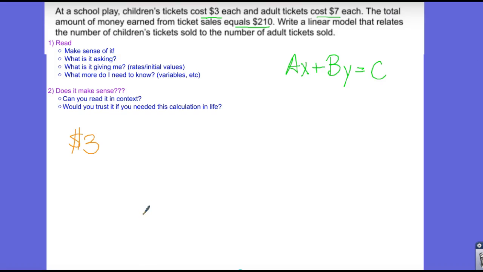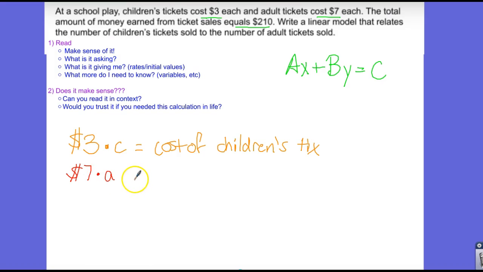How would I write an equation for the cost of children's tickets? Well, since they're $3, I would say $3 times however many tickets I sold is the cost of children's tickets. What about adult tickets? Well, they're $7 a ticket. So 7 times the amount of adults is going to be your cost of adult tickets. If this doesn't make sense, take the time to stop and think about it. 3 times however many children, that's going to give you the cost of children's. 7 times however many adults there are, that's going to give you the cost of adults'.